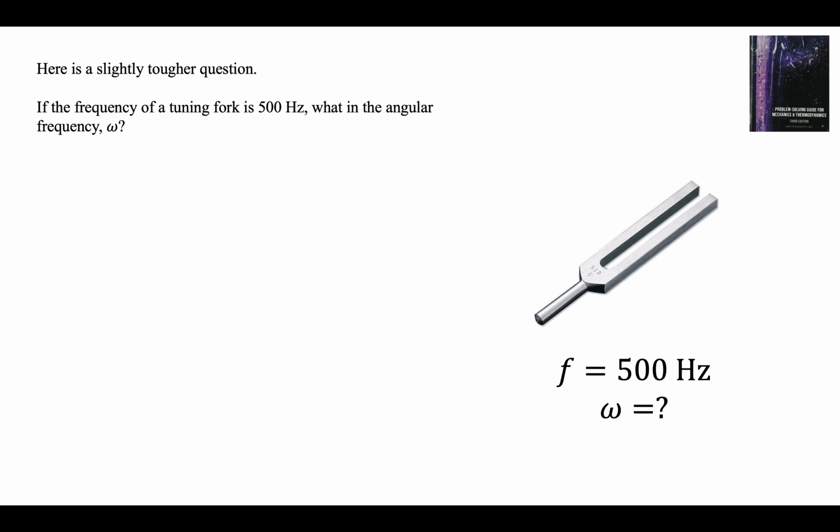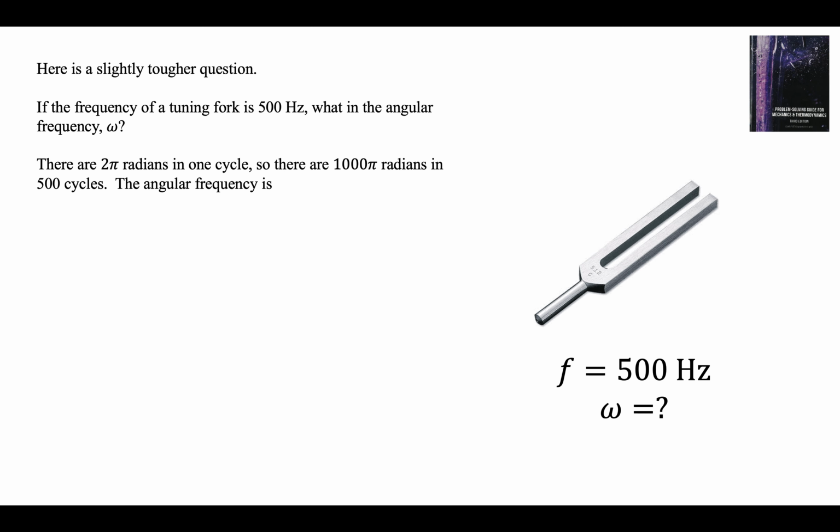Here's a slightly tougher question. Slightly. If the frequency is 5,000 hertz, what's the angular frequency? There's a couple of different ways to express it. You have to give it to me in angle per time. 500 cycles per second, what's the angular frequency? So there's our tuning fork. What's omega?